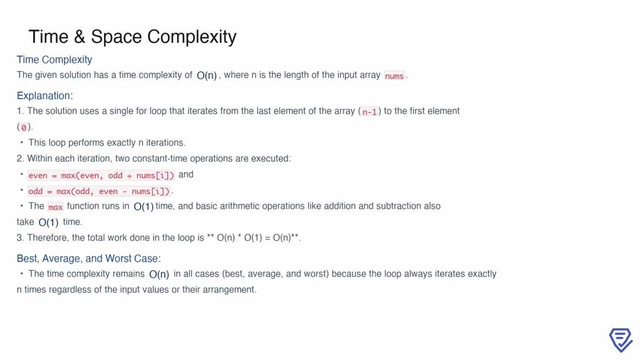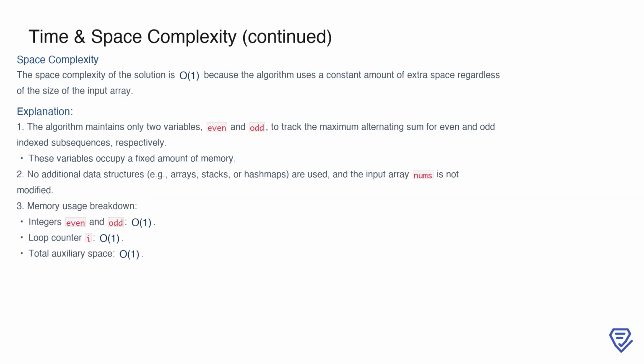Importantly, this holds true for all cases, whether the input is already sorted, completely random, or in any other arrangement, because the loop structure and the number of iterations are independent of the input's content. The space complexity of this solution is O(1), as it only uses a constant amount of extra memory, regardless of the size of the input array.